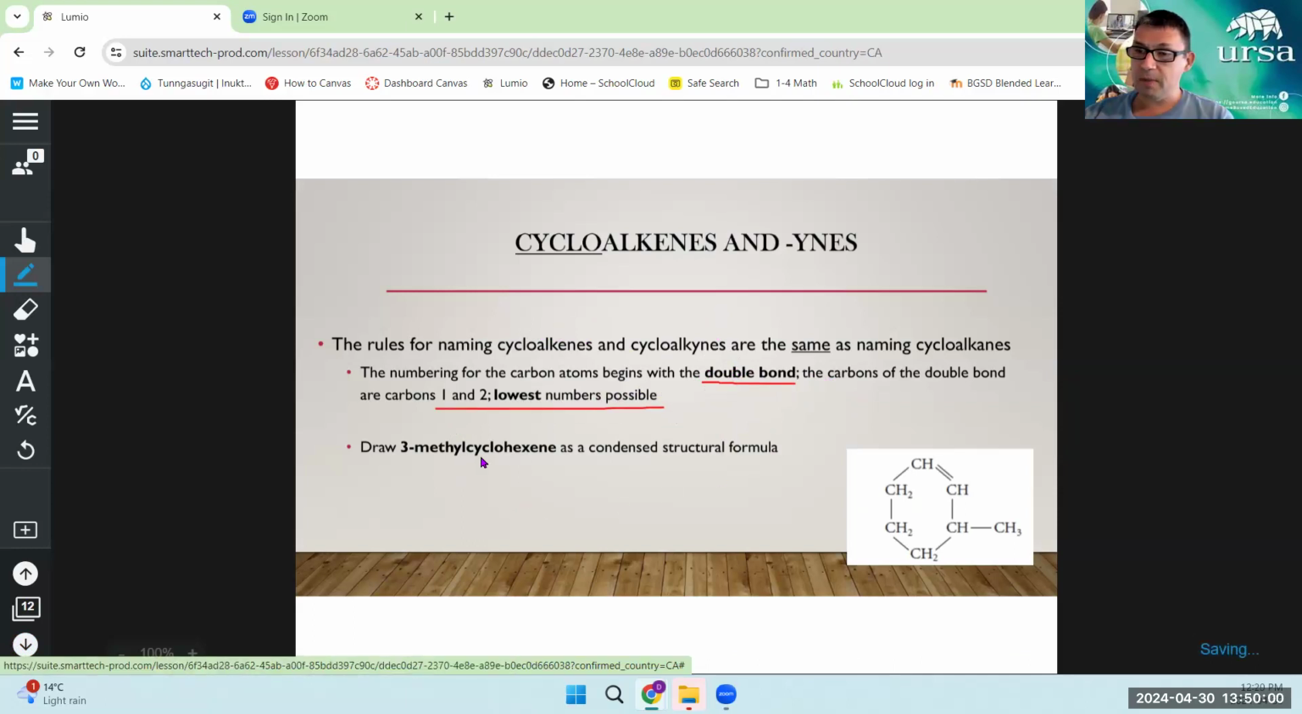So if you were to draw 3-methyl-cyclohexene, well, 6 carbons in a ring. We give the double bond the lowest number, so where the double bond begins must be carbon 1. So 1, 2, 3. Right, carbon 3 is a 1-carbon side chain, hence 3-methyl-cyclohexene.